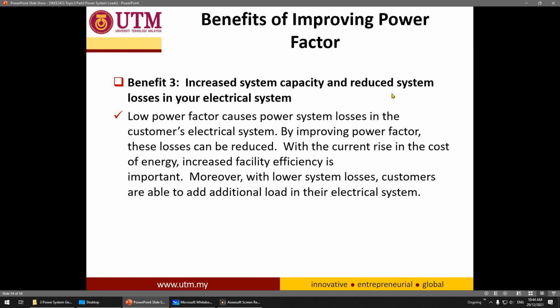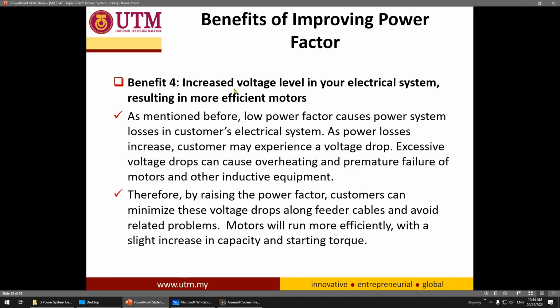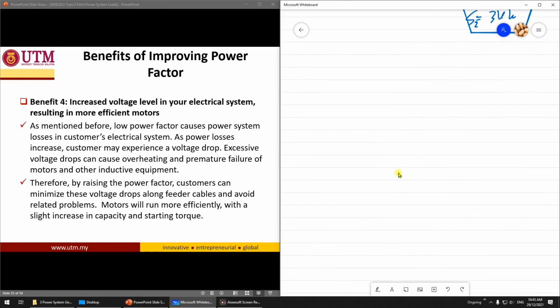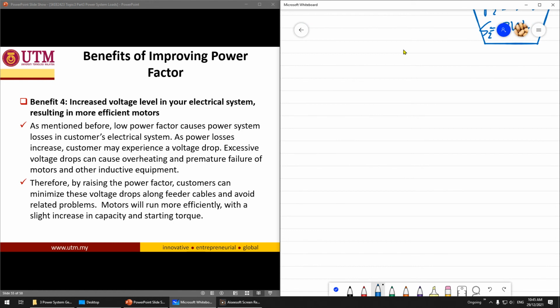The third benefit is to increase the system capacity and reduce the power losses, which is also much more efficient. Another benefit is that it can increase the voltage level. Low power factor causes losses in the power system and causes voltage drop. You will learn this in another topic, I'm not sure which one. Basically, when you have a low power factor, your voltage is reduced.